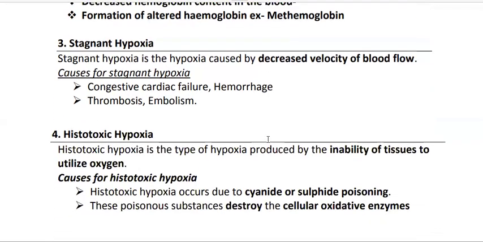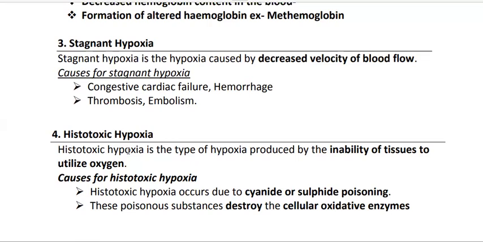Then next, stagnant hypoxia. Stagnant hypoxia is the hypoxia caused by decreased velocity of blood flow. Causes for stagnant hypoxia: congestive cardiac failure, hemorrhage, thrombosis, embolism.